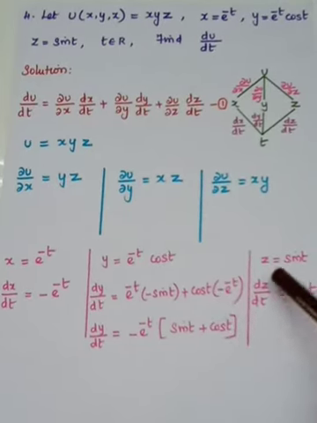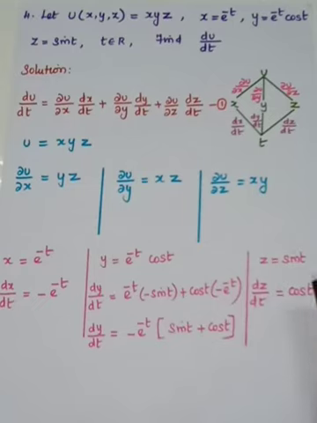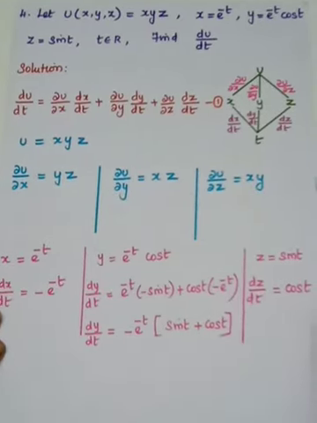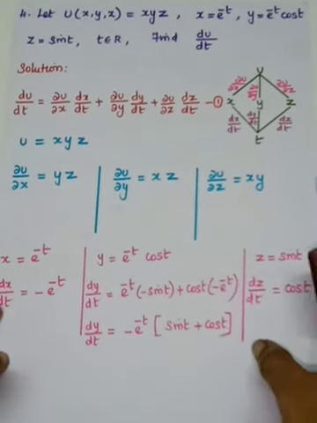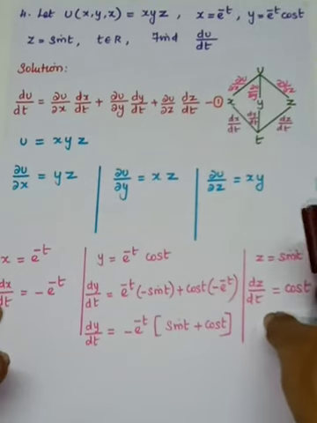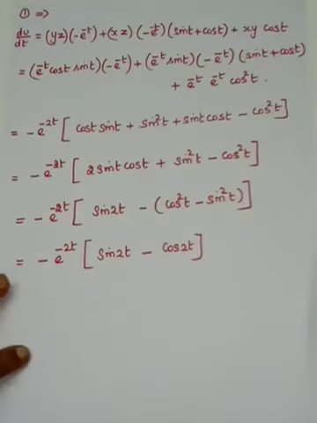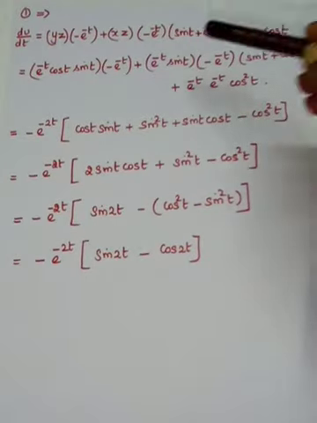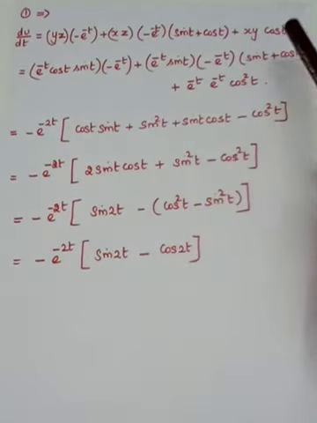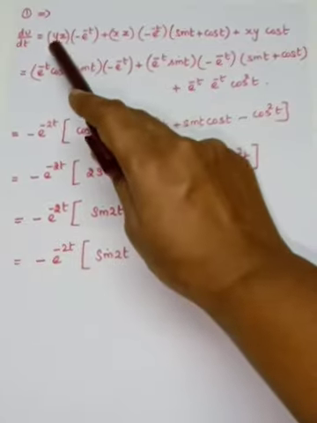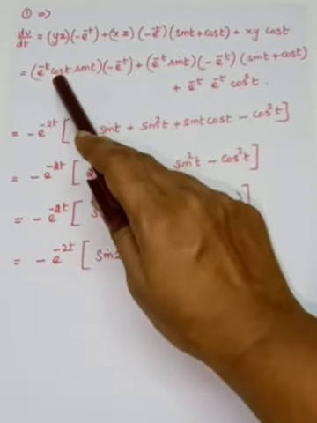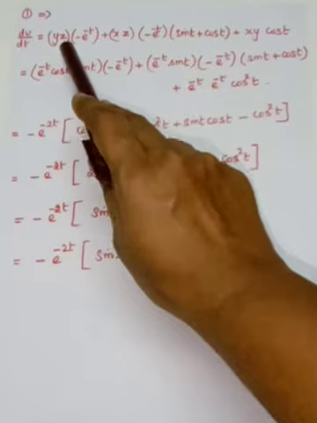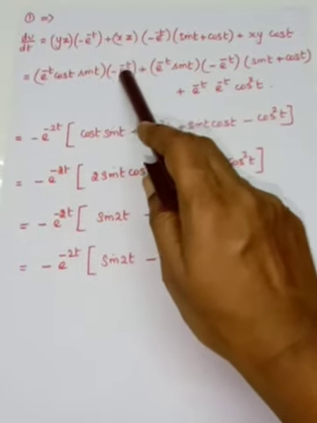Here z is equal to sin t. The differentiation of z with respect to t is cos t. So you have to substitute in the formula. So if you substitute, you will get this answer. But it involves x and y, which have to be substituted. So y has to be substituted as e power minus t into cos t. Z is sin t into minus e power minus t.